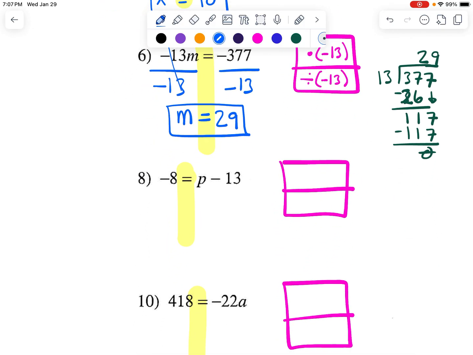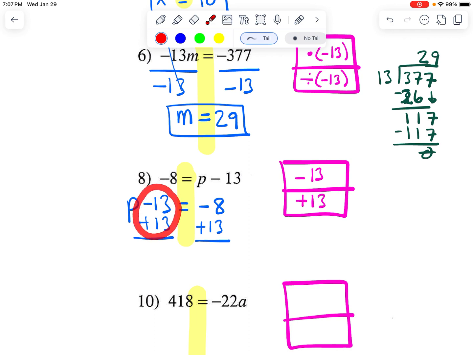All right, if 8 triggers you at all, you can rewrite it if that's better for you. If it doesn't, move on. It doesn't matter. P is being subtracted by 13, which means we need to add 13. So we're going to add 13 to the left, and we add 13 to the right. As you can see, we have opposite signs to produce that 0 pair.